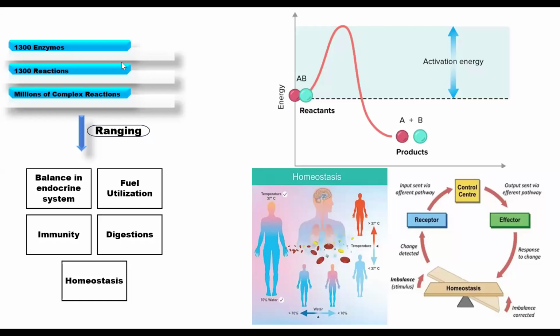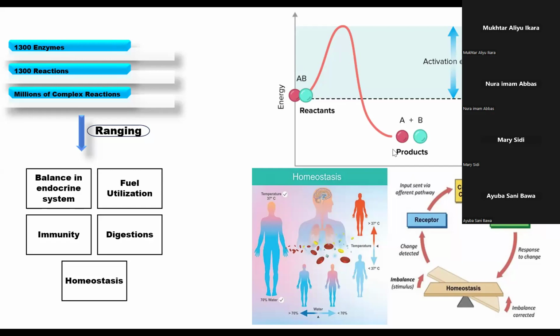Okay, so as I said, in human beings there are 1,300 enzymes, and each of these enzymes is responsible for catalyzing a specific type of reaction. So based on the number of enzymes, this indicates that we have 1,300 reactions. And these reactions, remember from basic chemistry, is when you have a reactant and then it's converted to product.